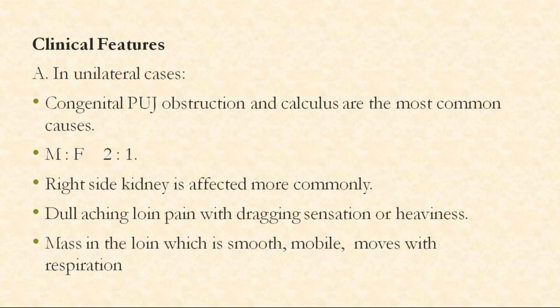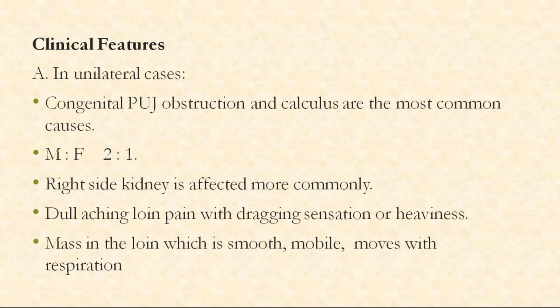So what are the clinical features? It is unilateral or bilateral, we already discussed. When it is unilateral, with a congenital PUJ obstruction or calculus, the kidney can be palpable in the loin. Males are more commonly affected than females. The ratio is 2:1. Which side kidney is more affected? The right side kidney is more affected. The patient has a dull aching pain in the loin, a dragging sensation, and a feeling of heaviness in the loin. So you can palpate the mass. That mass may be smooth, mobile, and moves with respiration.